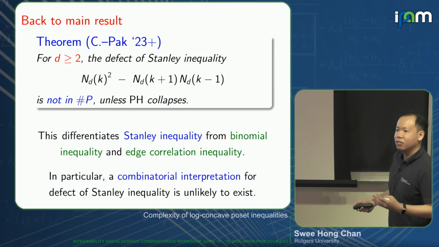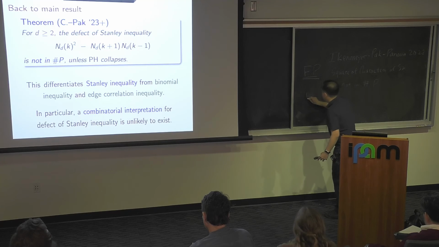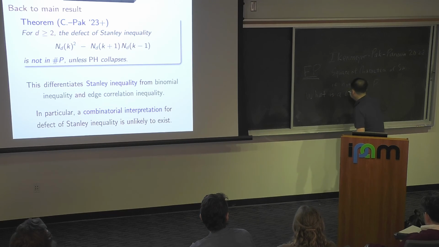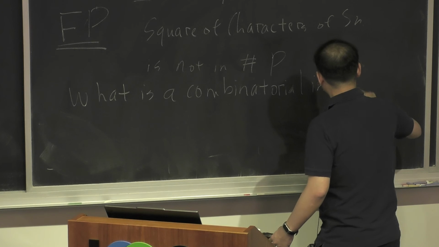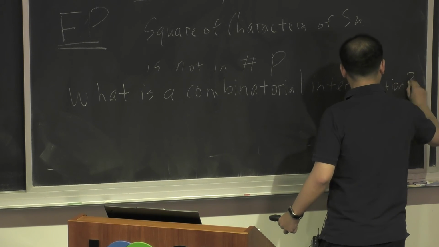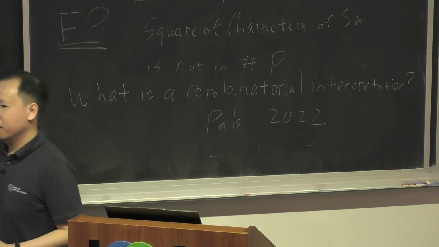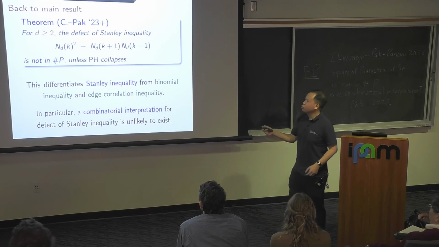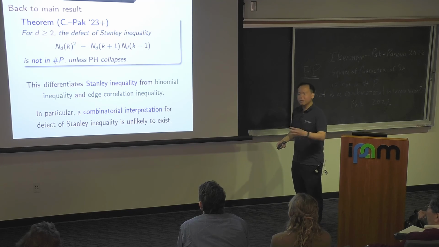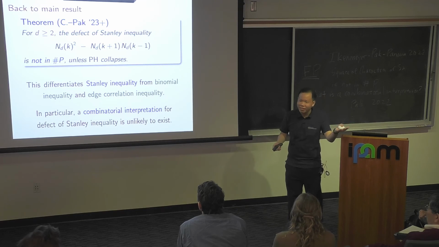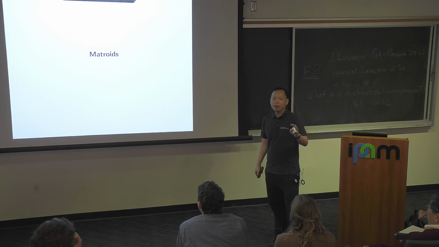And of course, I will need to define what a combinatorial interpretation is before I can make this statement. And for that, I strongly recommend everyone to read this paper by my co-author Igor Pak, "What is a combinatorial interpretation?", from I think 2022, where it is explained very thoroughly why #P should be the right definition of combinatorial interpretation. Okay, you can either read this survey, or you can ask Igor directly after the talk. One of them.